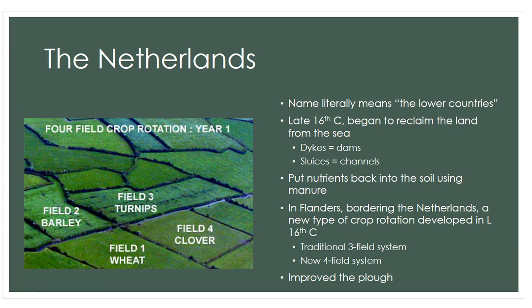Now, in the late 16th century, farmers in Flanders, again, just southwest of the Netherlands, their neighbors, began to use 4 fields instead of 3. And in these 4 fields, what they would plant were wheat. So we see our wheat. There's our barley, just like last time, or rye. The third field would be turnips, and then the 4th field would be clovers.